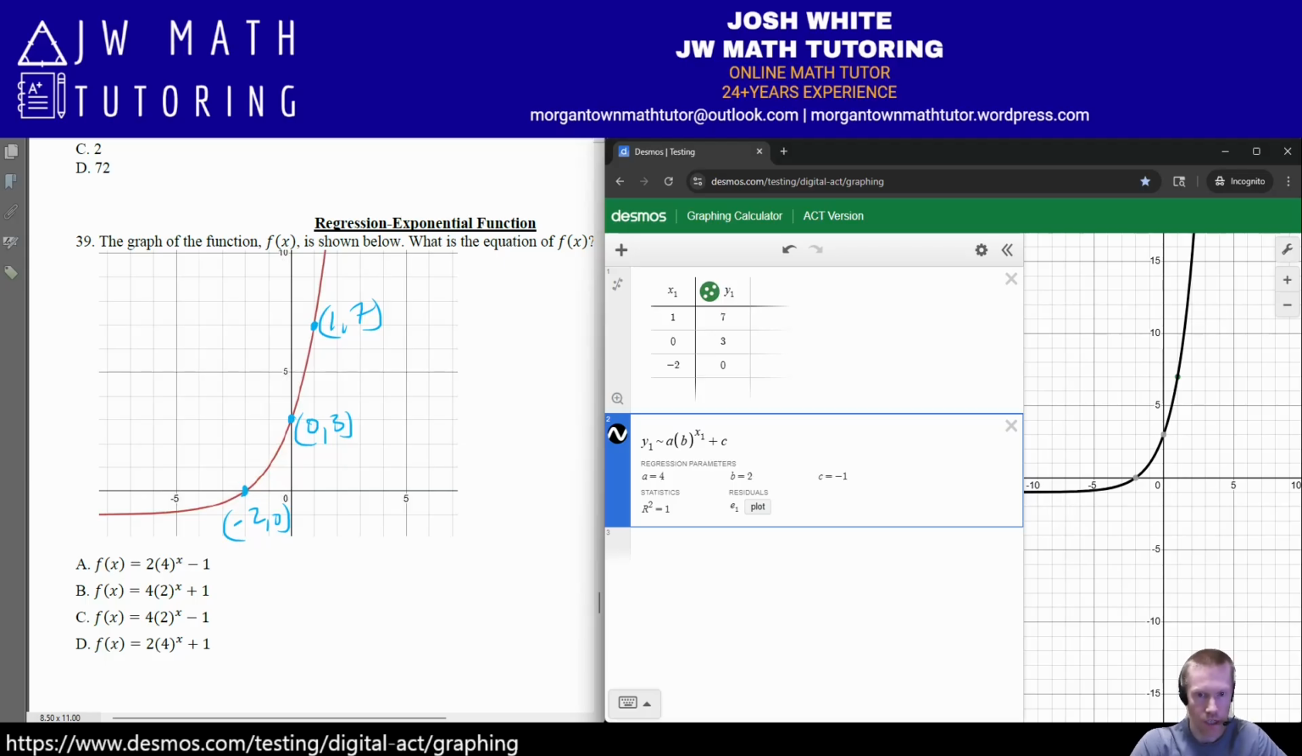So we're looking for the graph that is 4 out front, 2 in the parentheses, not this, and -1 at the back. Therefore, it is letter C for this problem. And that's how you could use exponential regression to get the equation for this function that you're given the graph of.